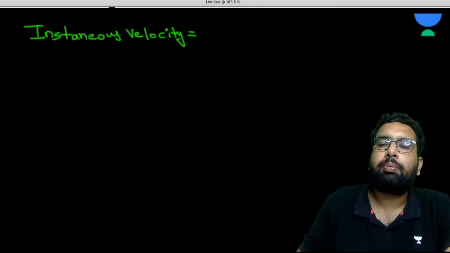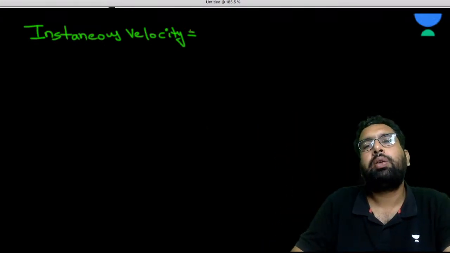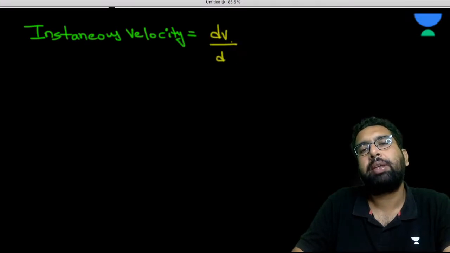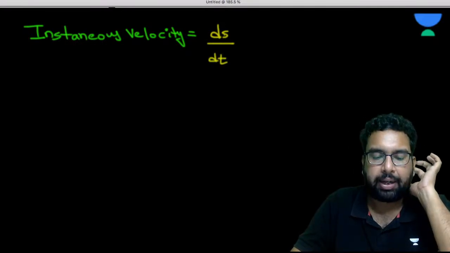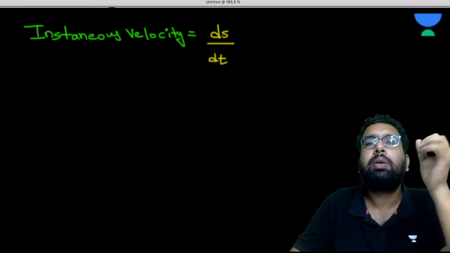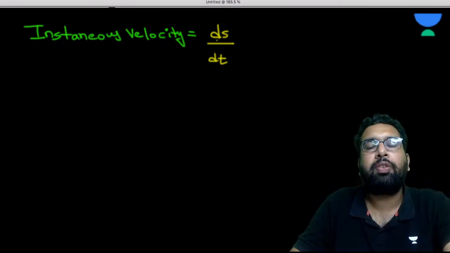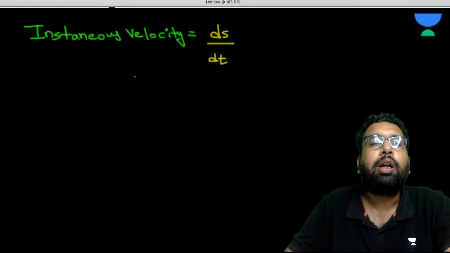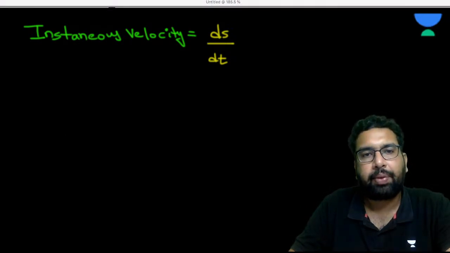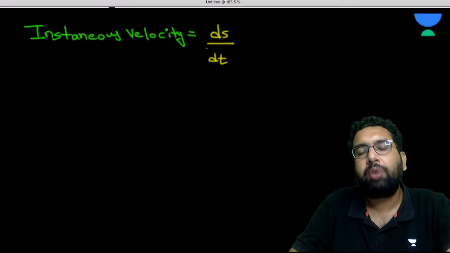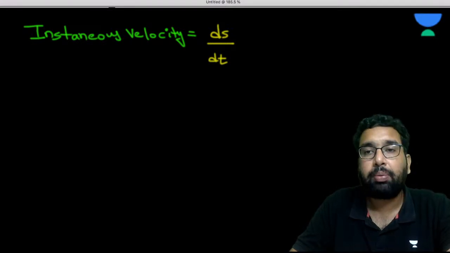Okay, now let's come to this instantaneous velocity. Again, velocity is change in displacement upon change in time. But here I am going to represent it like this, ds by dt, which is the standard way of representation of a differential quantity. So what is instantaneous velocity? It is ds by dt.